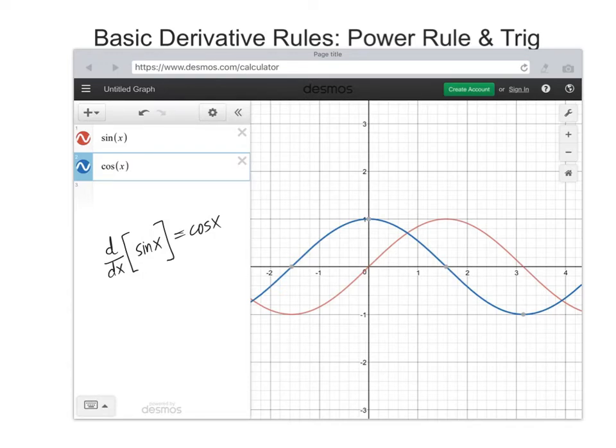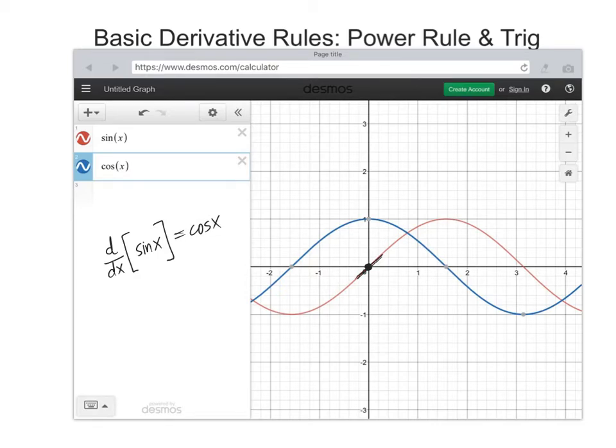So no matter where I go, no matter how far left or right I go, the slope of the sine function should equal the value of the cosine function, or the height of the cosine function. So let's just start at the origin. Right here, I've marked the sine going through the origin. Sine of 0 is 0. Right there, that is as steep as this line will get.